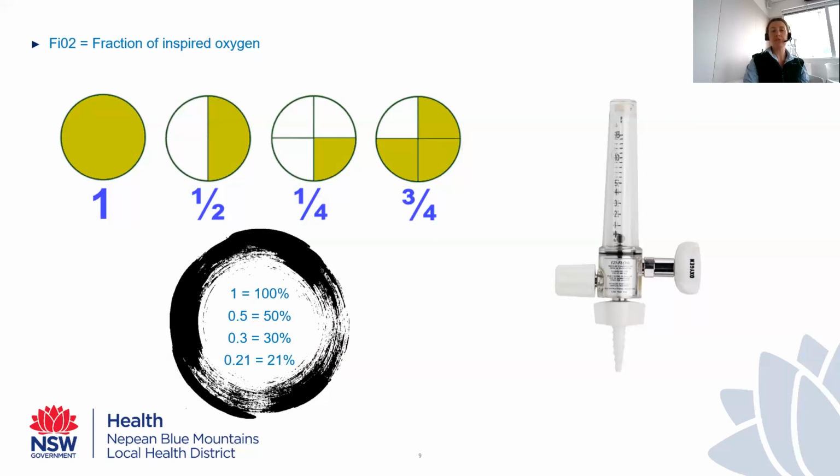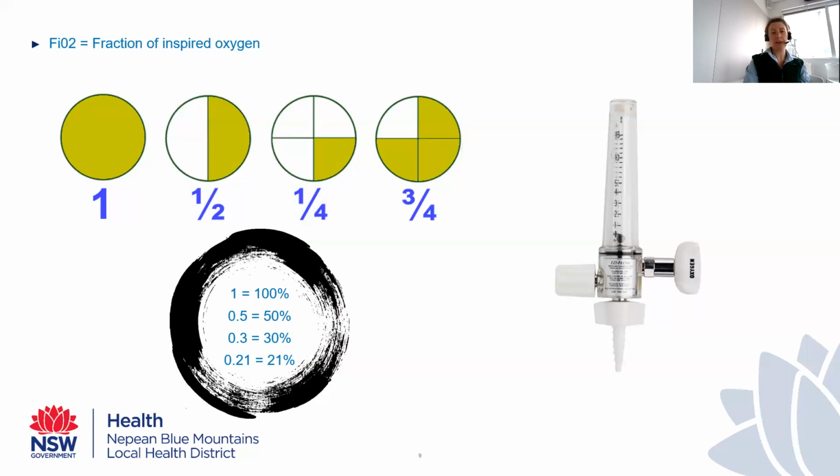If it's a fraction, obviously 1 is a whole, so 1 equals 100%, and then you just work backwards from there. You can see the little table on the left-hand side of the screen that shows you the conversion. So 0.21, which is our fraction, is equal to room air, or 21%. 0.3 is equal to 30%. 0.5 is equal to 50%. And 1 is obviously equal to 100% oxygen.